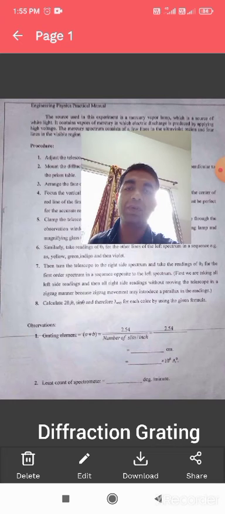Now the observation table. First point is the grating element a plus b, which is equal to 2.54 divided by the number of slits. In our lab we have a grating element which has 23,000 lines. There are 23,000 lines on the grating. So 2.54 divided by 23,000, which is equal to 1.01 into 10 raised to minus 4 centimeter. Then the least count of the spectrometer is 1 minute, from that in degrees. Okay.